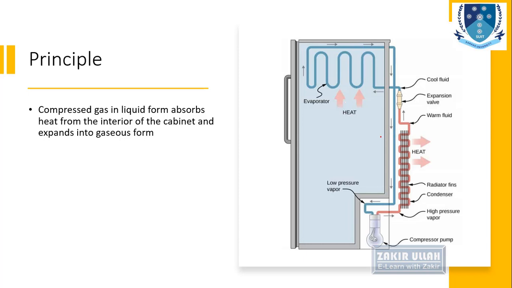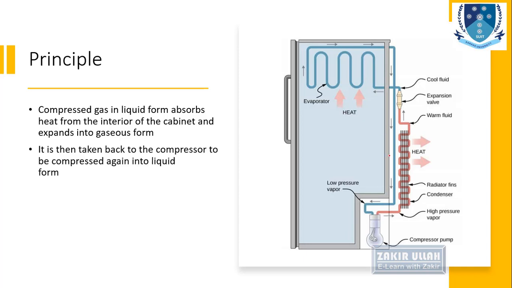It is brought into the compressor, and inside the compressor the gas is again converted into liquid form, and during this process it gives out the heat to the exterior. So here the gas is converted into liquid form, and the heat is given to the external atmospheric condition with the help of these radiator fans and this condenser.